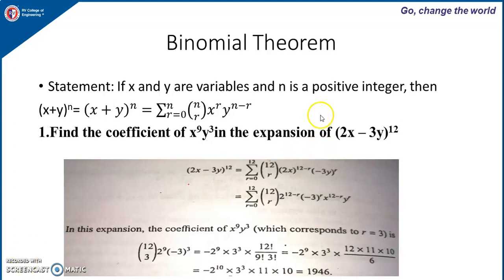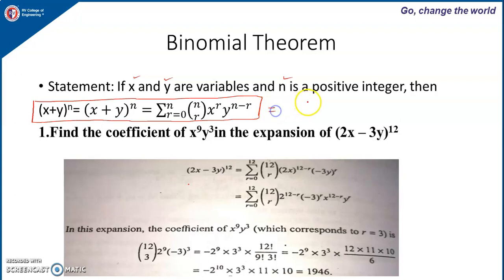In this video lecture, I will explain binomial theorem. So what is binomial theorem? If x and y are variables and n is a positive integer, then this is the binomial expansion. (x + y)^n is equal to the summation of r equals 0 to n, nCr x^r y^(n-r).